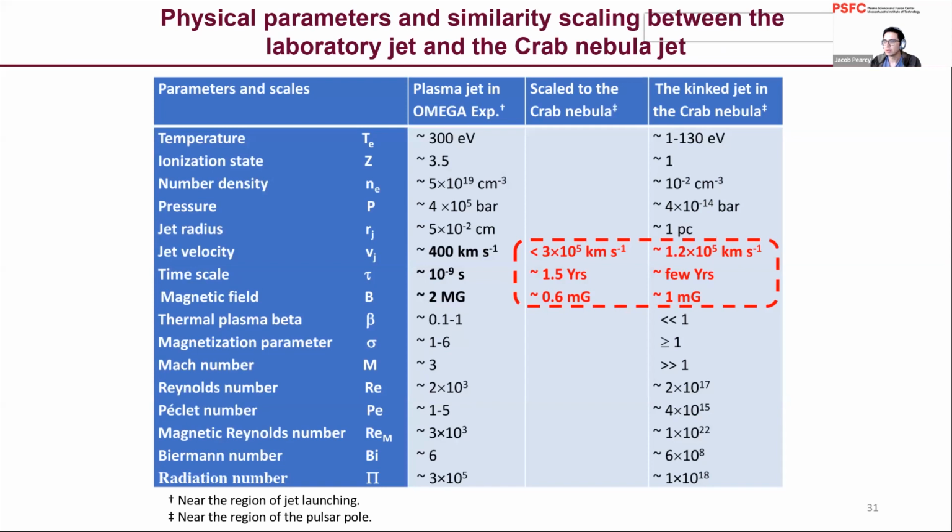And then this here is just demonstrating that we are able to scale those correctly so that, for example, the jet velocity, the time scale of evolution, and the magnetic field are comparable between the scaled laboratory experiment and the astrophysical system, which provides validation that the results that we see here are relevant to the Crab Nebula jet.